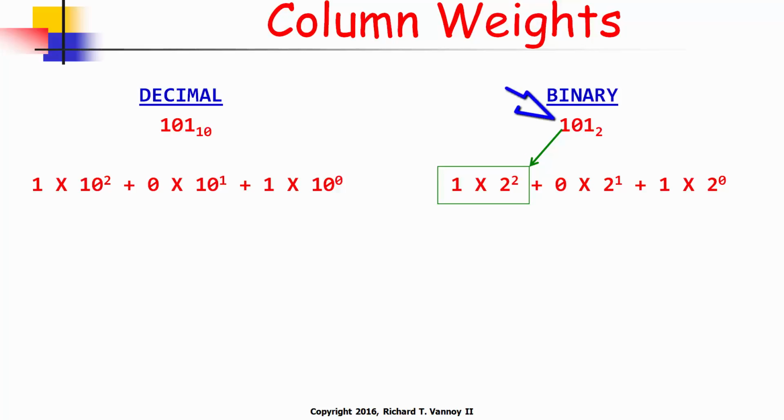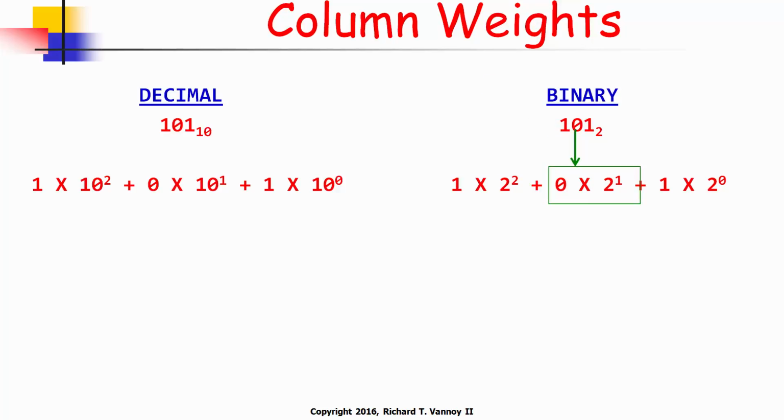This 1 in the third column says we're base 2, that's the 2, and 2 squared is 2 times 2 is 4, meaning that the third column has a weight of 4. So 1 times 4 is 4. So the 1 in this column represents the quantity 4. Well, we move over here.